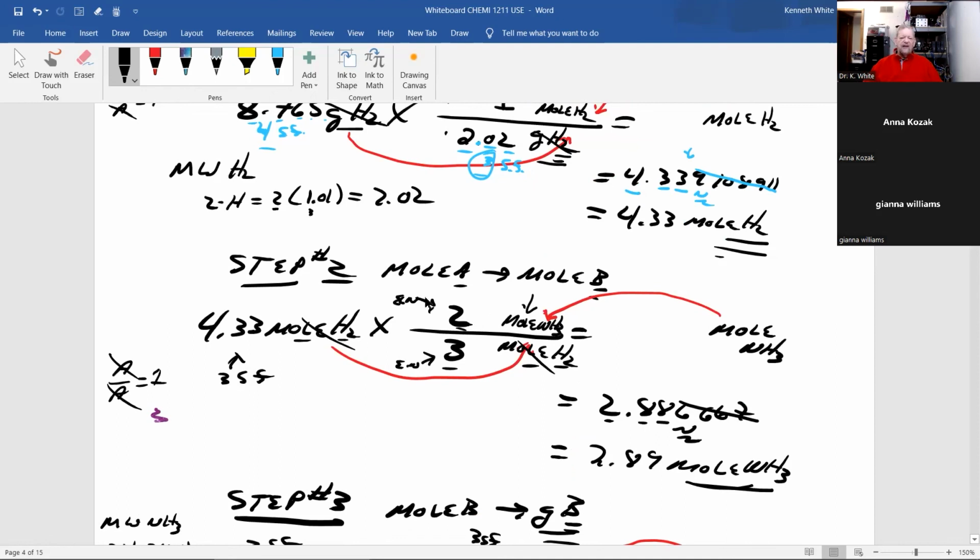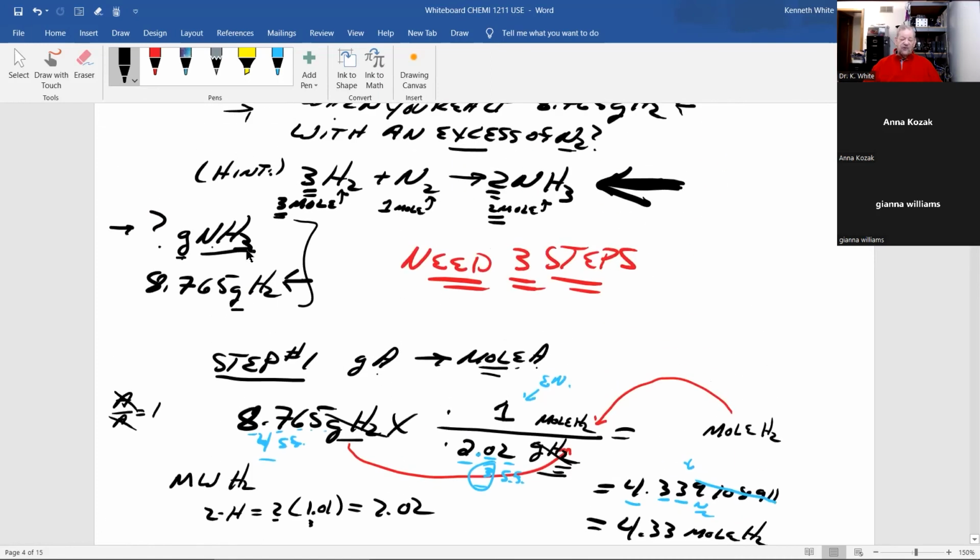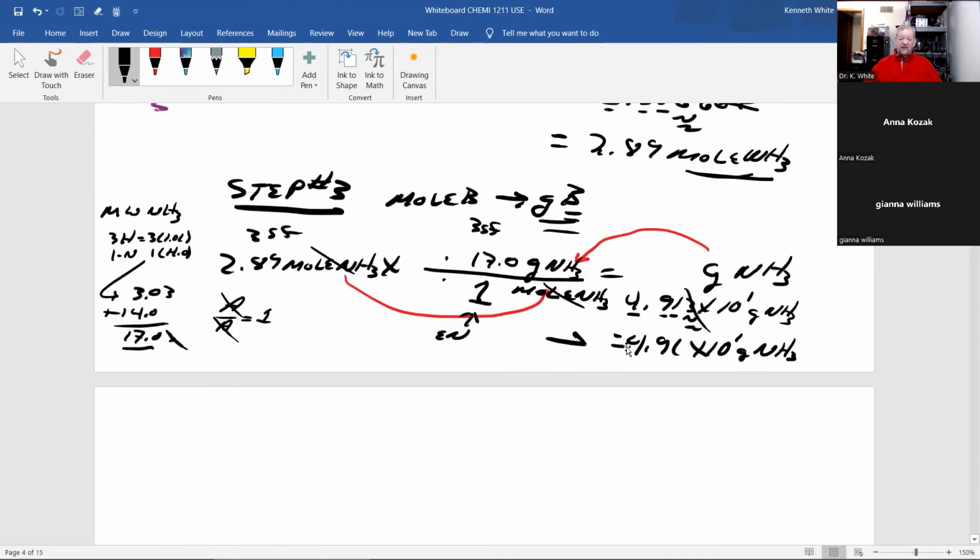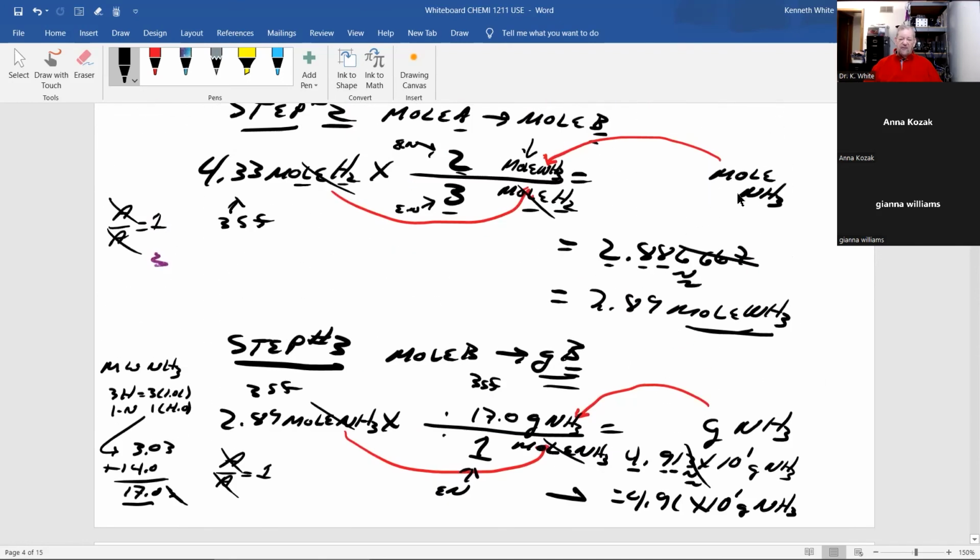Second step, you have moles of A to moles of B. Moles of A was what you just calculated, hydrogen. B is what we're trying to get our answer in, ammonia. Eventually grams, but in this step, moles of ammonia. Now you use your good buddy, your good friend, unit analysis. Whatever we're trying to get to goes on top of the ratio. Whatever we're trying to get rid of goes underneath.